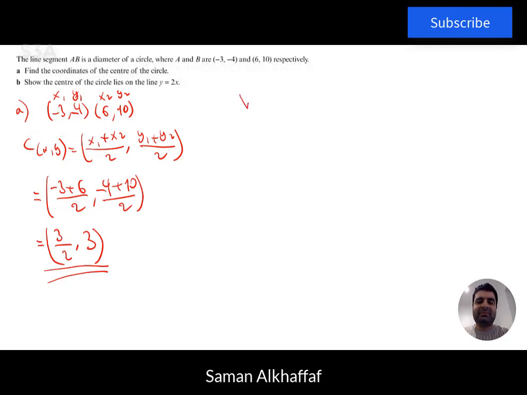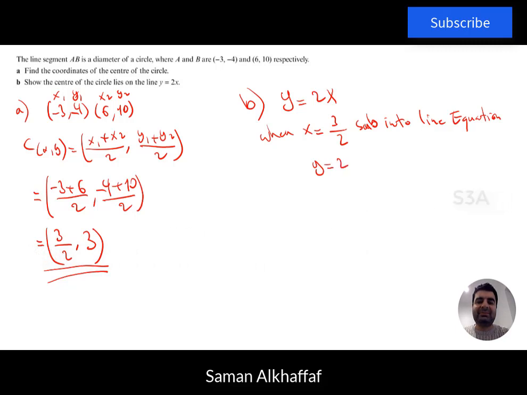Now we look at proving that the center of the circle lies on the line y equals 2x. For us to prove that, when x is equal to 3 over 2, we substitute that into the line equation. So that will give us y equal to 2 multiplied by 3 over 2, which gives us 3.